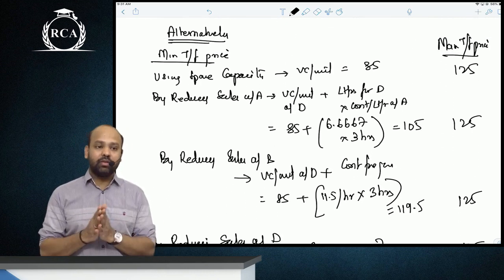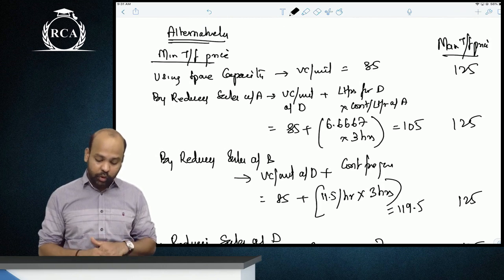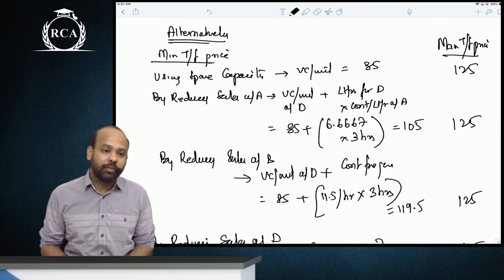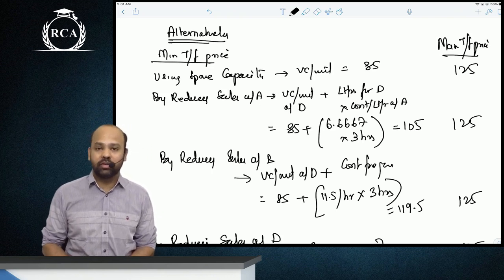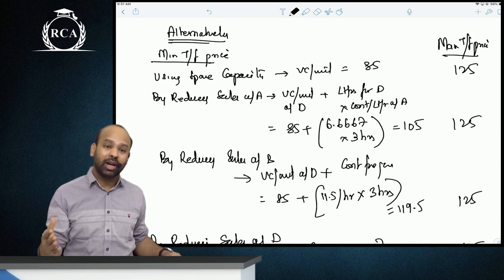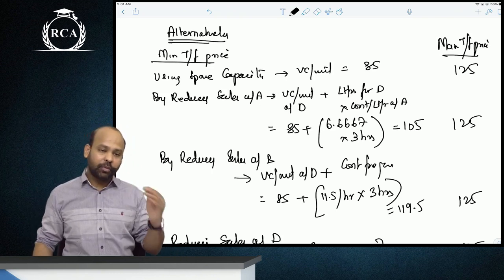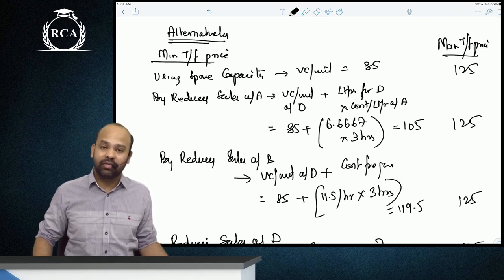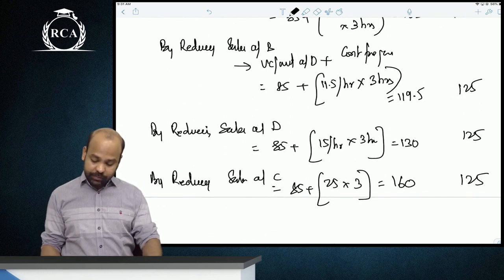Please understand, guys. Alternatively, this is what you've been doing in every question. Minimum transfer price is either variable cost per unit or variable cost per unit plus opportunity cost. Opportunity cost is different, guys. For product A, the opportunity cost is different. For product B, it is different. For product C, it is different. For product D, it is different. The opportunity costs are different for all the products. You do not have to do that, guys.